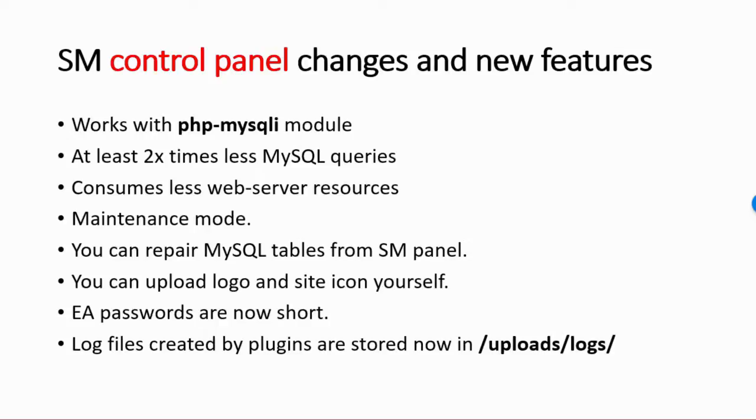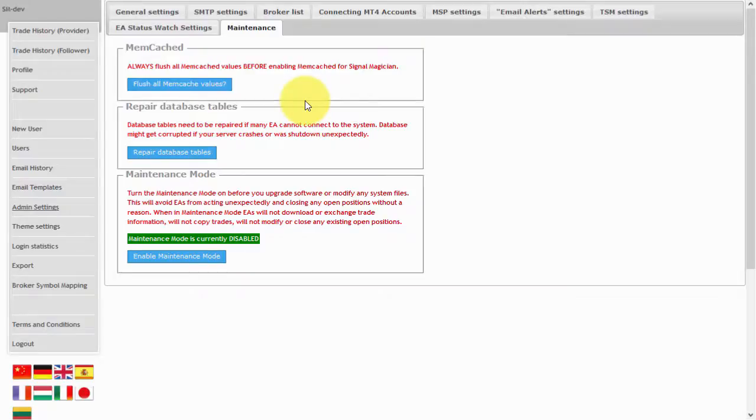Then I have also added maintenance mode, so let me switch to my Signal Magician control panel. Maintenance mode is available right here in the admin settings, and I have currently disabled it, but if I enable maintenance mode, all the client and server EAs will basically stop sending and receiving trades. They won't manage any trades. They will just run and do nothing, and wait until Signal Magician gets back from maintenance mode to the regular operational mode, so it can continue all the trade copying operations.